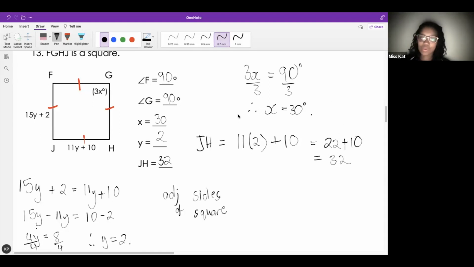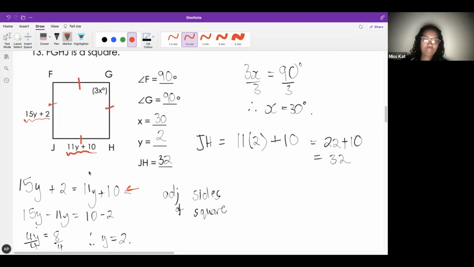Ropa Fadzo, are you there? Hello. Hi, ma'am. Where did I lose you? How is Y 2? Look here. So do you agree that the sides of a square are equal? Yes, ma'am. That means this side, 15y plus 2, is equal to this side, which is 11y plus 10. Do you see that? Yes, ma'am. And then we solved for y. So I took 11y over.